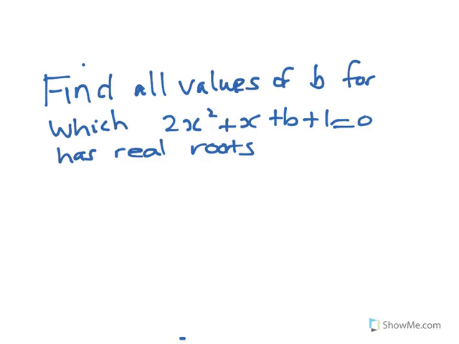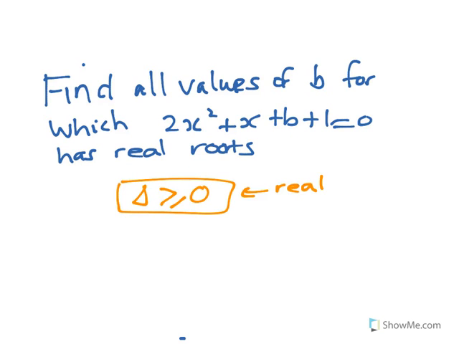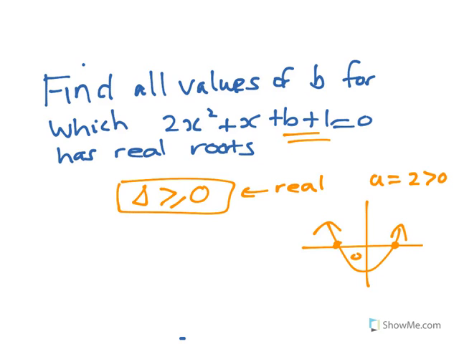Okay, so in order to do this, the first thing you need to do is get the discriminant, make the discriminant greater than or equal to 0, because that's where you will have real roots. If you look, a is 2, which is greater than 0. So we're looking at a situation where the parabola cuts the x-axis twice. And what values of b do you put in there so that this would actually happen?